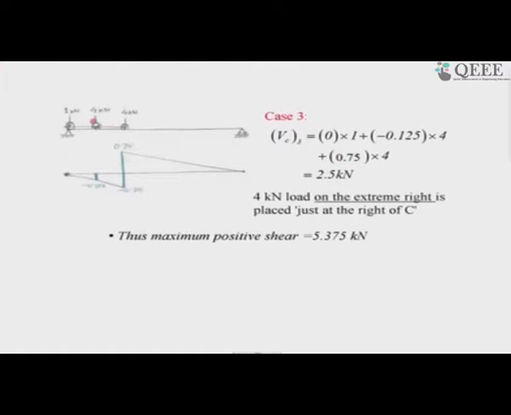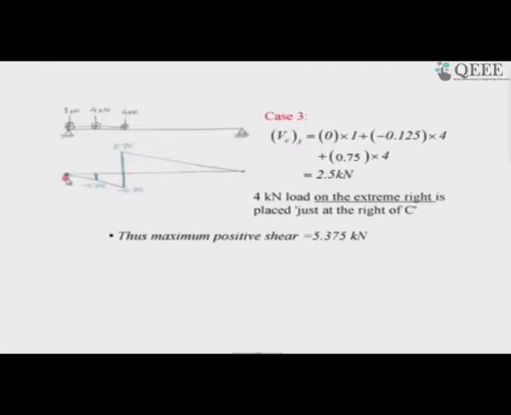Now, the other 4 kilonewton load has fallen down, crossed, and now it has a magnitude of 0.125 into 4. This is a gain of 0.75 for the third load, but the second load has lost tremendously. The first load has already lost everything. It is sitting on the support, contributing no shear. So now here is the calculation.